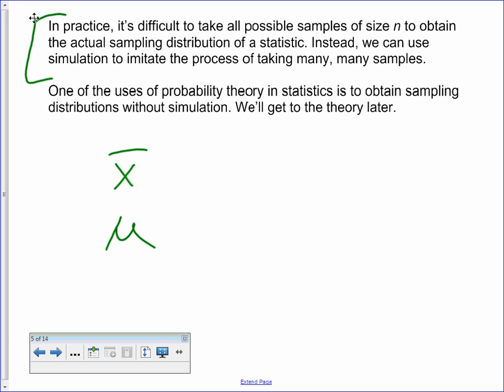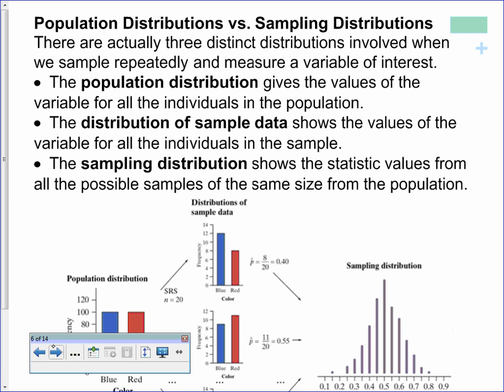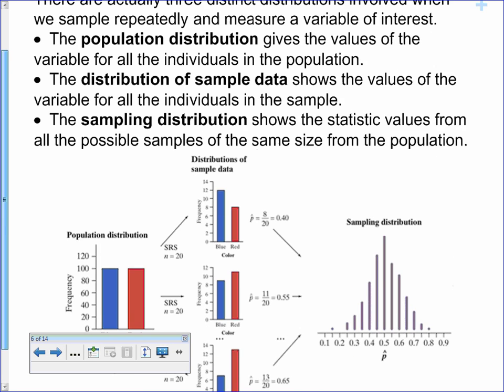And the theory will then, based on the theory, we'll be able to say how confident we are in our guess. So here's how it works.